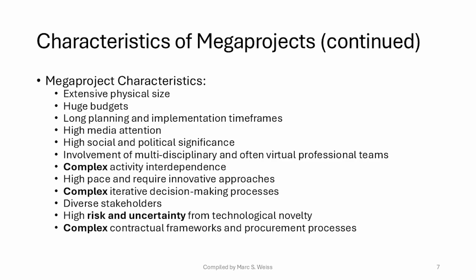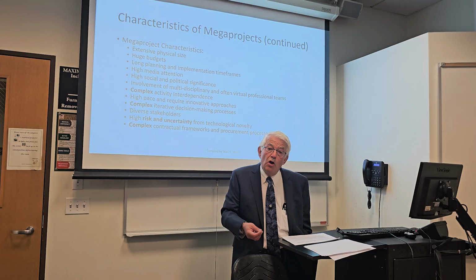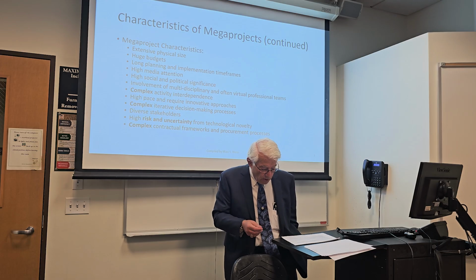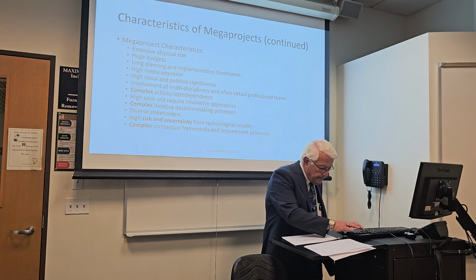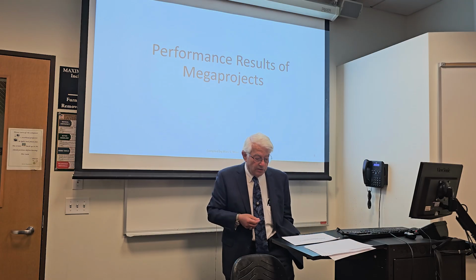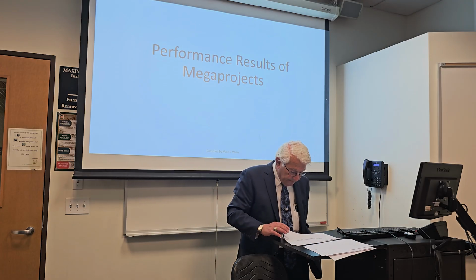What makes a mega project unique is the word uncertainty. Some authors refer to it as unknown unknowns, meaning I can't even identify what it is. If it happens, it could potentially have catastrophic results. Yet there are some techniques we cover in class to help us address those unknowns that fall under the category of uncertainty. All right, let's take a look at the next performance results section of megaprojects.